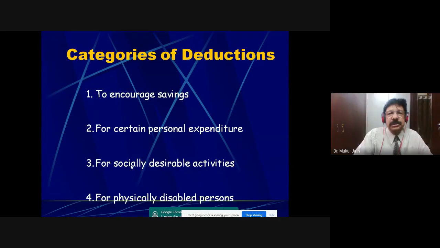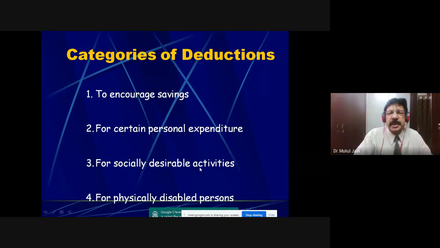So categories of deductions. Number 1 category is to encourage savings, so they are savings or investments. Number 2nd kind of deductions are for certain personal expenditure. For example, for housing loan, you are paying the interest, you are paying the principal amount, or for children education, there could be a deduction, or for buying a life insurance policy, or for buying a health insurance policy. So they come under personal expenditures.